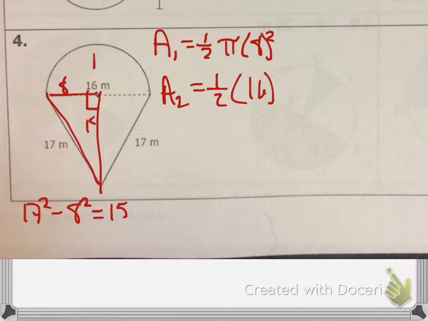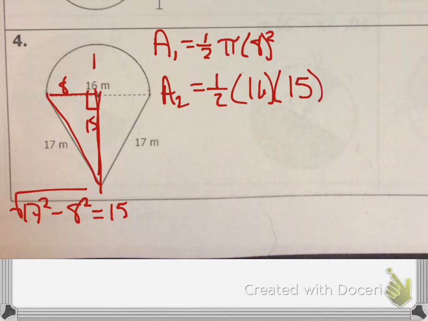me 15. Okay, so 17 squared minus 8 squared gave you 15 when you took the square root, of course. Don't forget that you take the square root. And that would give you this height. That would be the height of this right triangle. And then once you do that, that's easy.